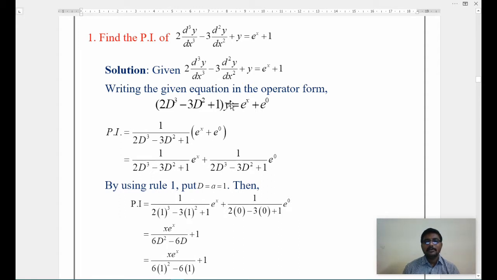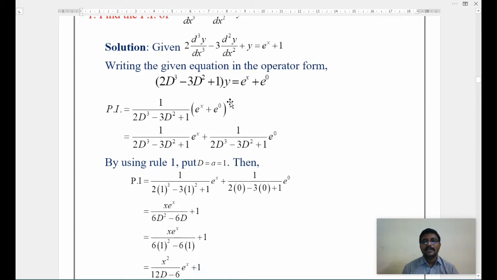Now we have to solve this equation and obtain only the particular integral. To obtain the particular integral, we have a formula. The particular integral is 1 by f(D) times X. So what is f(D) here? It is 2D cube minus 3D square plus 1.